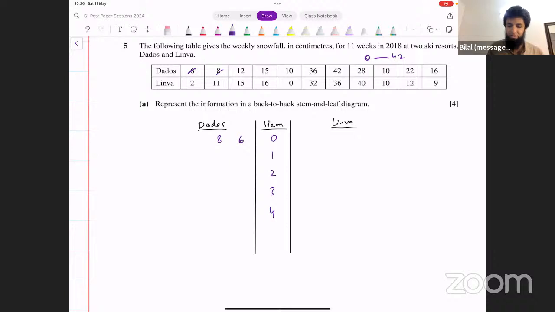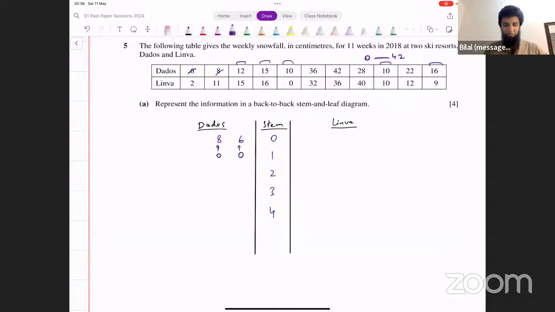Okay, now tens. We have 12, 15, 10. First, highlight those values. So you can write them in order. Now, the smallest value is 10. And then there are 2 10s. So we say 0, 0. These values should be aligned.